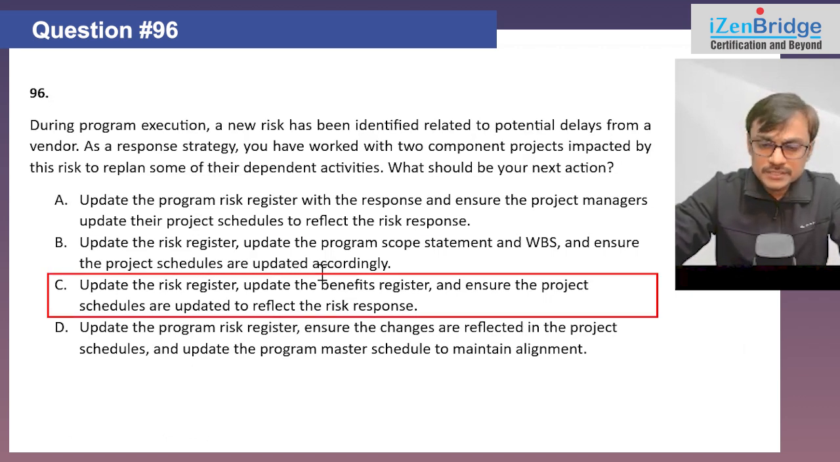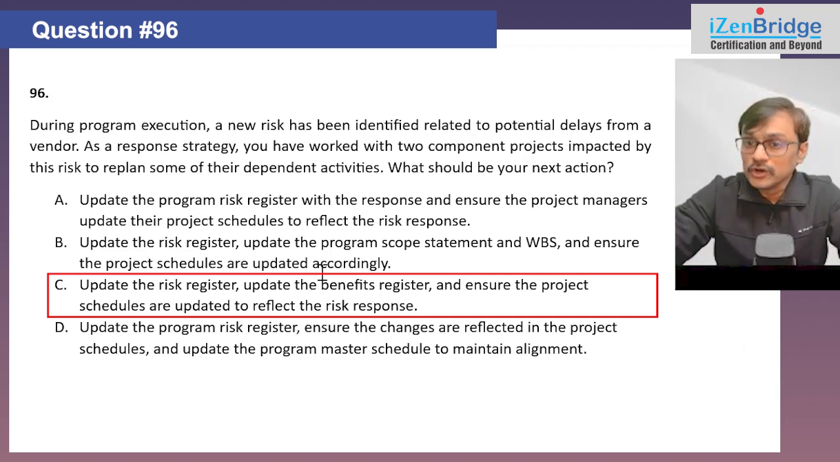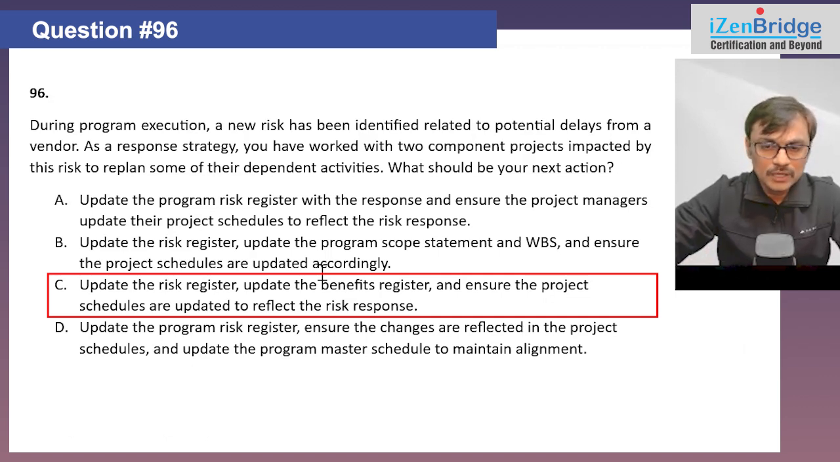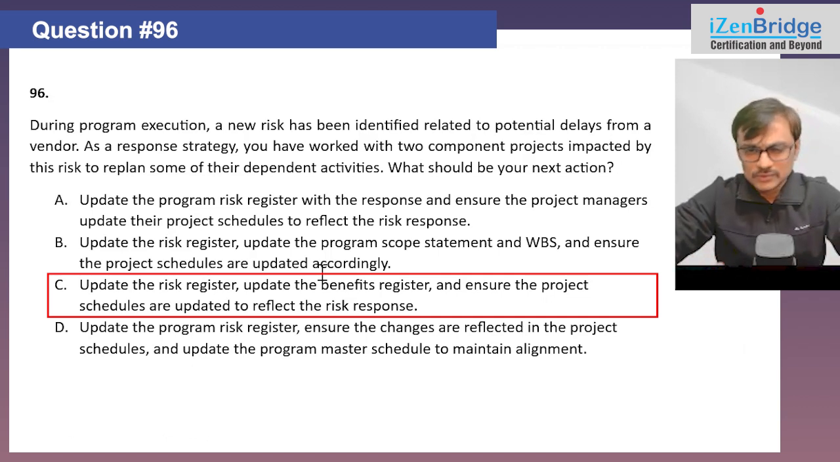Option C: update the risk register, update the benefits register, and ensure the project schedules are updated to reflect the risk response. So at a program level, we are updating two documents in option C, risk register and benefits register. Out of the question, the impact on benefits is not clearly shown. No measurement or mapping is very visible here. So I probably will not be that excited to update the benefits register here.